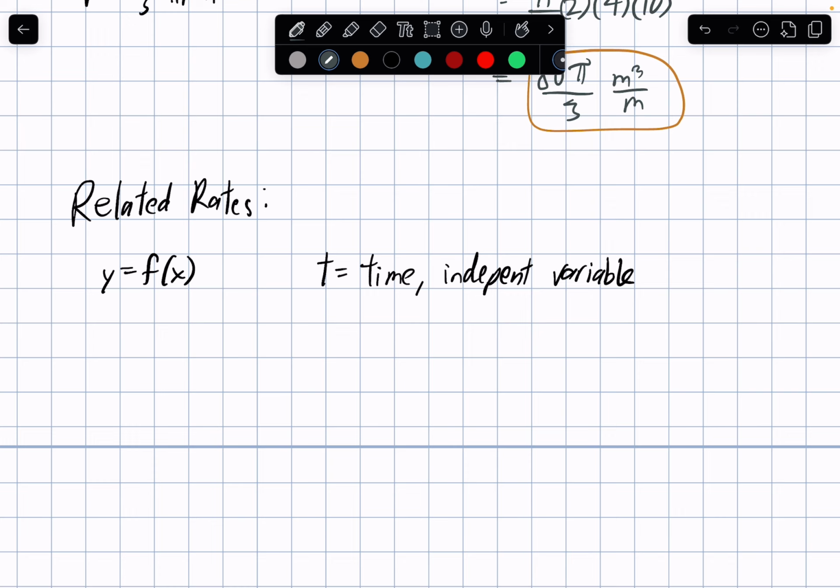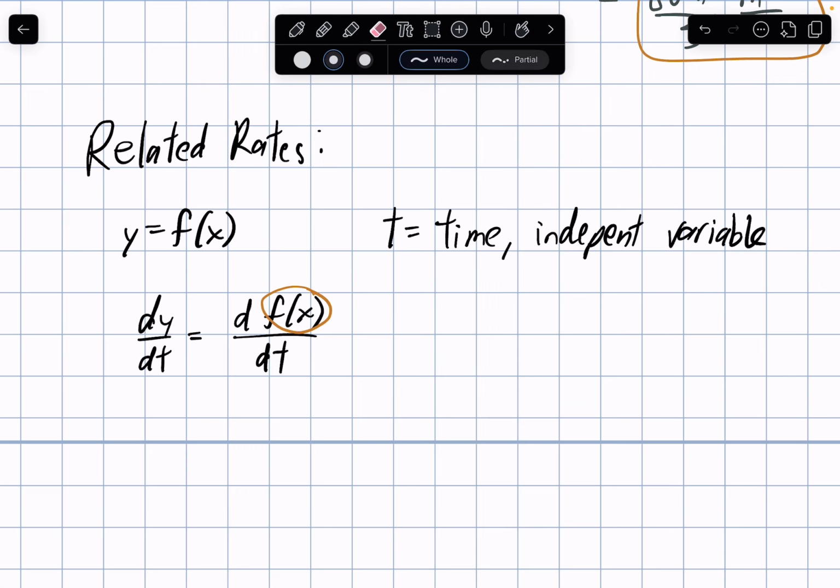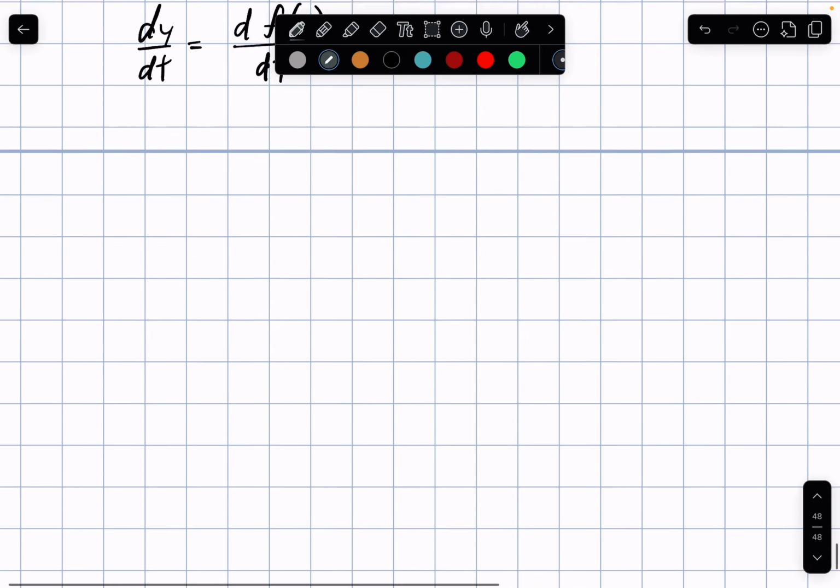So let's see. dy over dt. So with respect to time, d f of x over dt. Same thing. So you always express f of x only as a function of one variable x. If any other variables exist in f of x, then you express those variables in terms of x. Let's have an example.